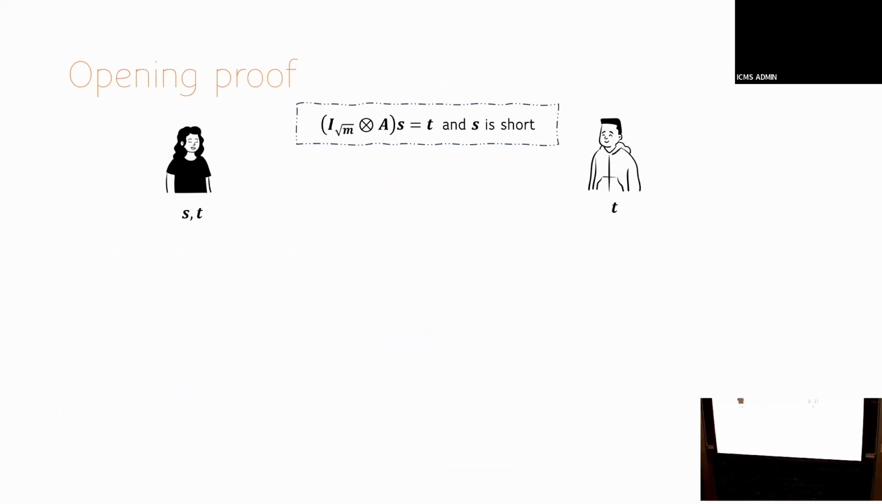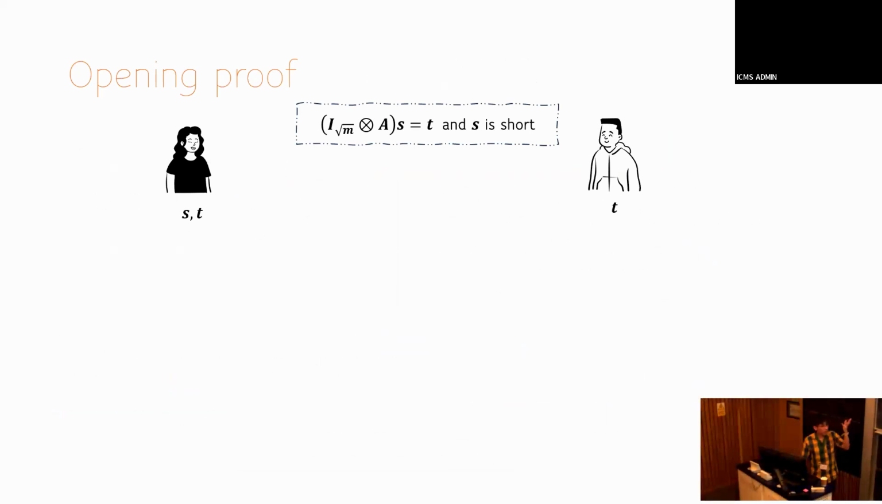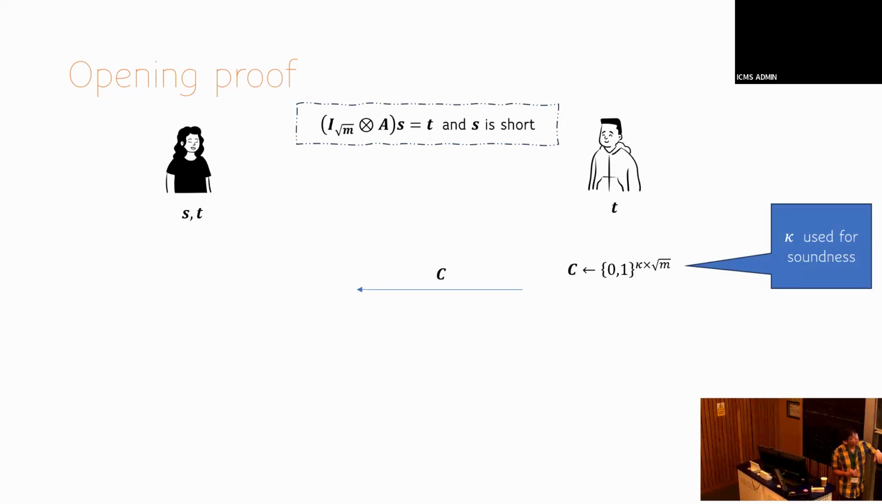Okay, and now what's the opening proof? So I want to prove that I know some short S such that this holds. Because we don't have zero knowledge, this has the nice property that we start from the verifier basically. The prover has nothing to send, or you could think of the first message to be the commitment which is sent. So the verifier sends the C. C is a binary matrix which has kappa rows, and kappa will be used for soundness, and the width is square root of m.